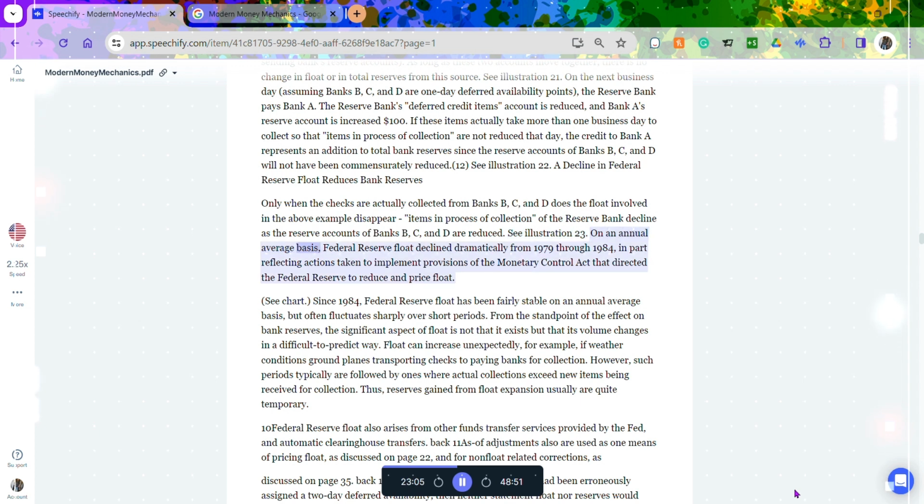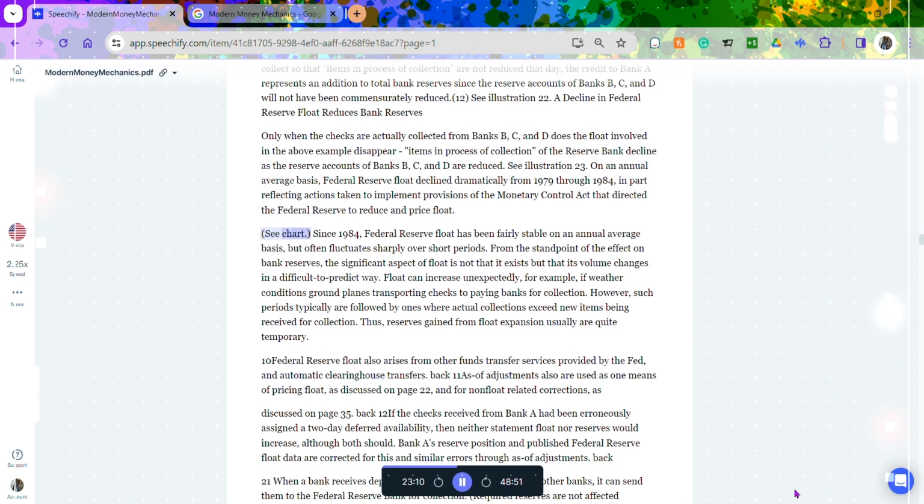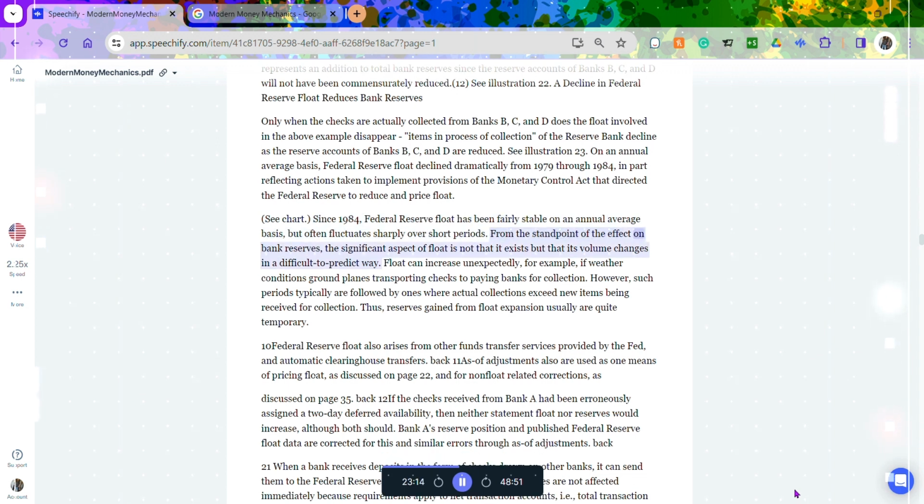On an annual average basis, Federal Reserve float declined dramatically from 1979 through 1984, in part reflecting actions taken to implement provisions of the Monetary Control Act that directed the Federal Reserve to reduce and price float. See chart. Since 1984, Federal Reserve float has been fairly stable on an annual average basis, but often fluctuates sharply over short periods. From the standpoint of the effect on bank reserves, the significant aspect of float is not that it exists but that its volume changes in a difficult-to-predict way.